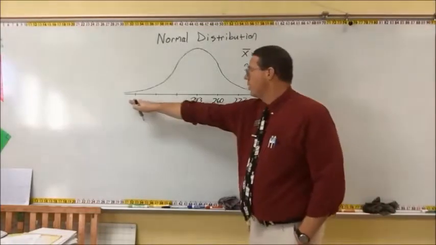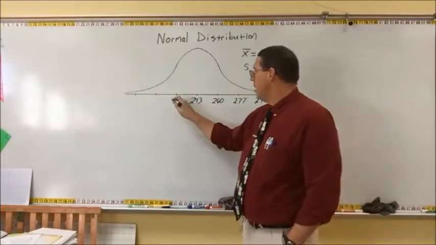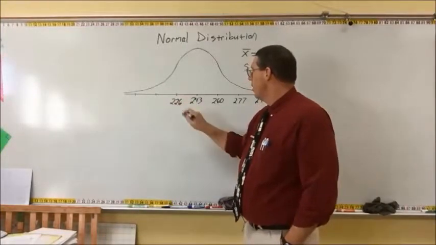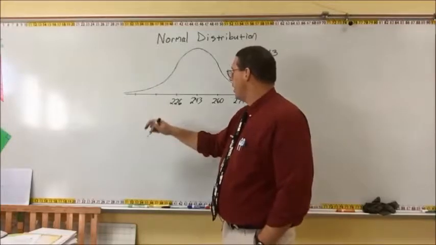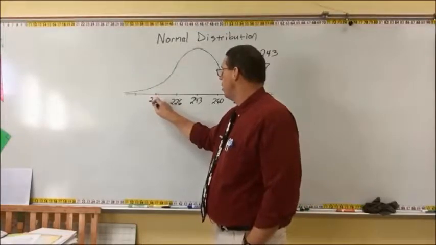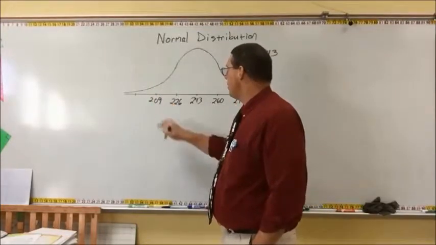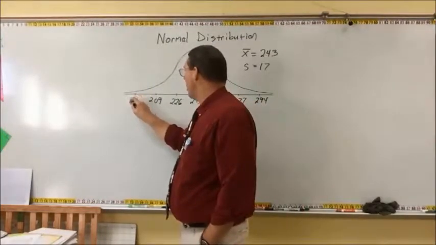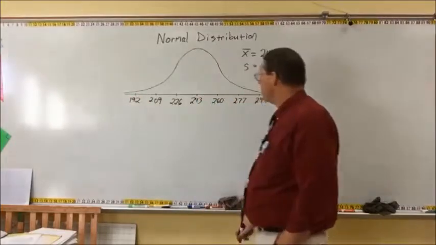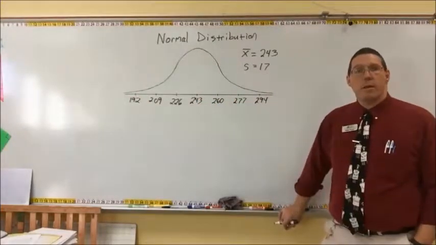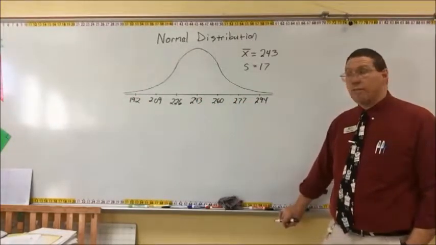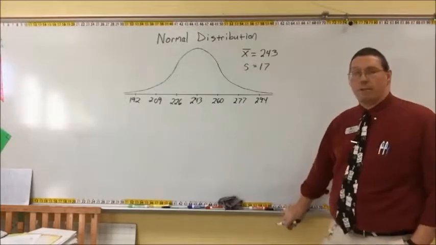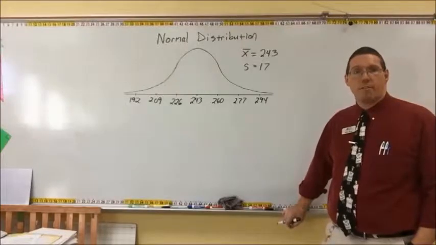Then going the other direction, we're going to subtract 17, and that's going to be 226. Then we're going to subtract 17 again, and that's going to be 209. And then subtract 17 again, and then that's going to be 192. And so what we have here now is the normal distribution curve where the mean is 243 and the standard deviation is 17. Okay?